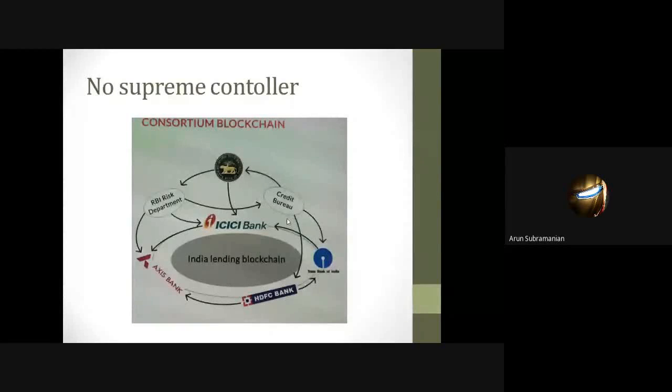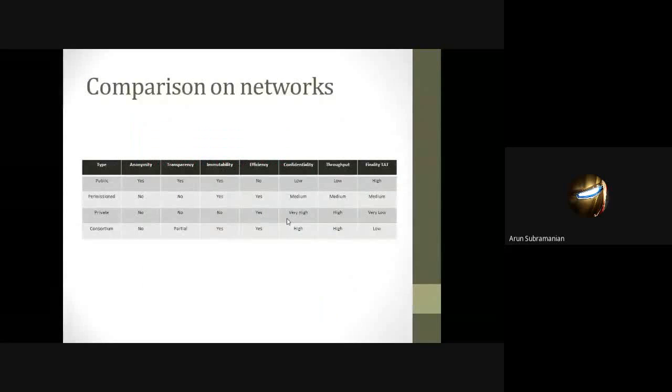So hopefully you have enough idea of how these 4 kinds of network behave. To reiterate everything, I've put it in tabulated form so that we can have a glance here. Whenever I say public, just imagine that as a Bitcoin network. Whenever I say permissioned, imagine that as a GST network. Whenever I say private network, imagine that as a Reliance one. And whenever I say consortium, you can think of that as the India lending blockchain.